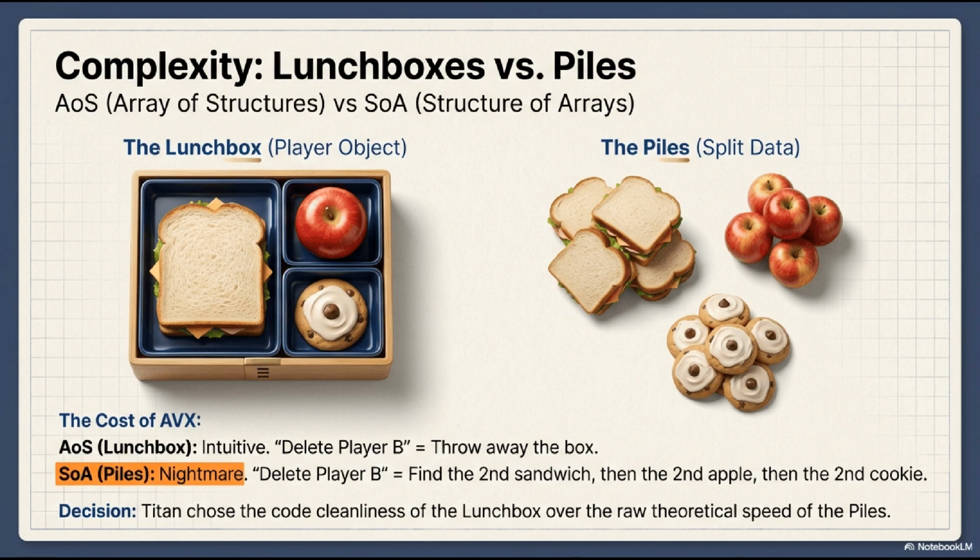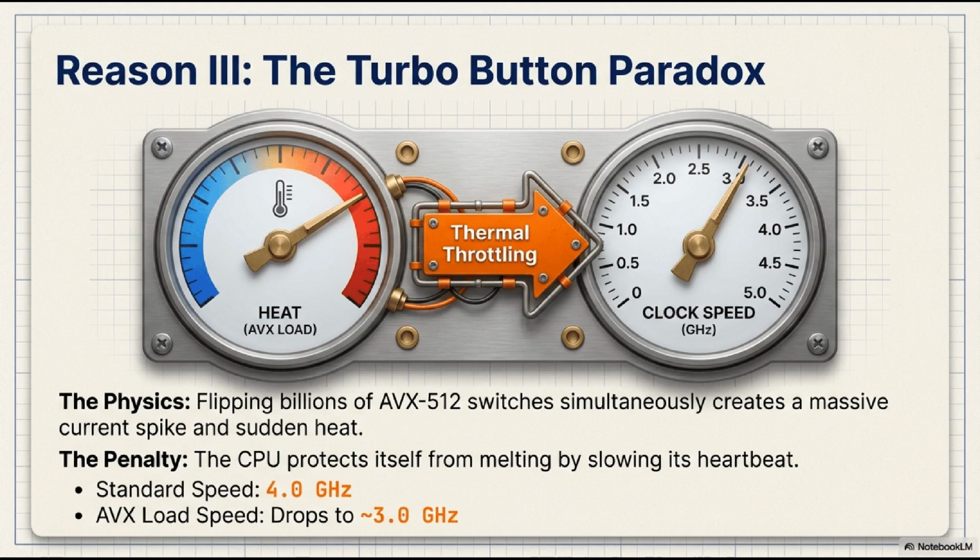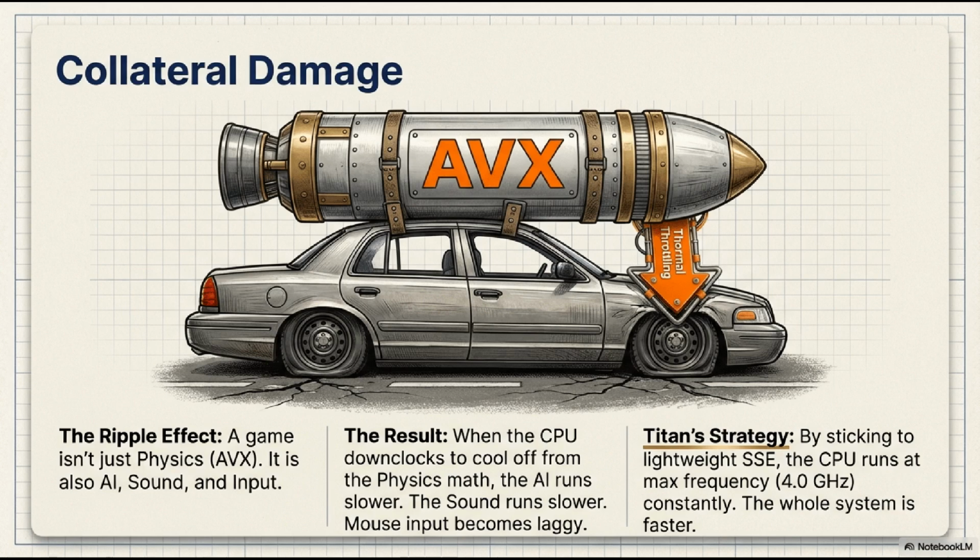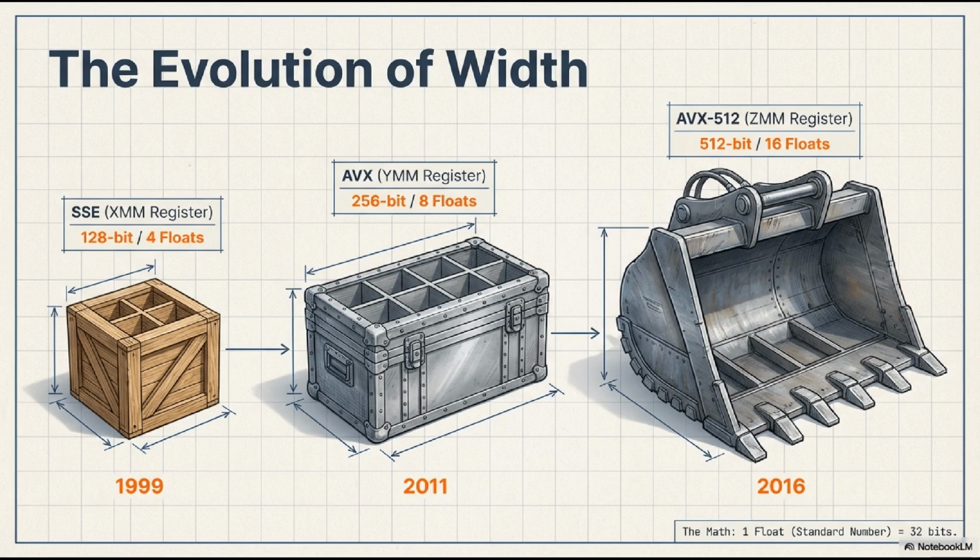Got it. So we have a builder, the constructor. And a builder needs raw materials to do the work. What are the materials here? The materials are the inputs, the things inside the parentheses. We have X, Y, Z, and W. And right next to them it says F32. What does that part mean?